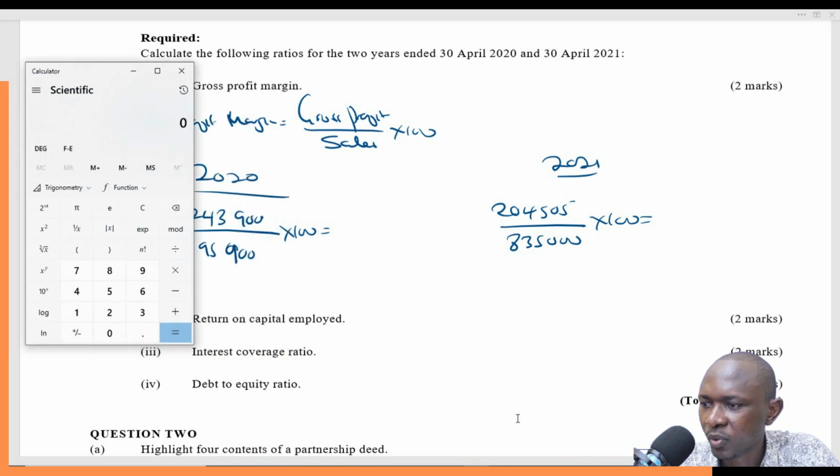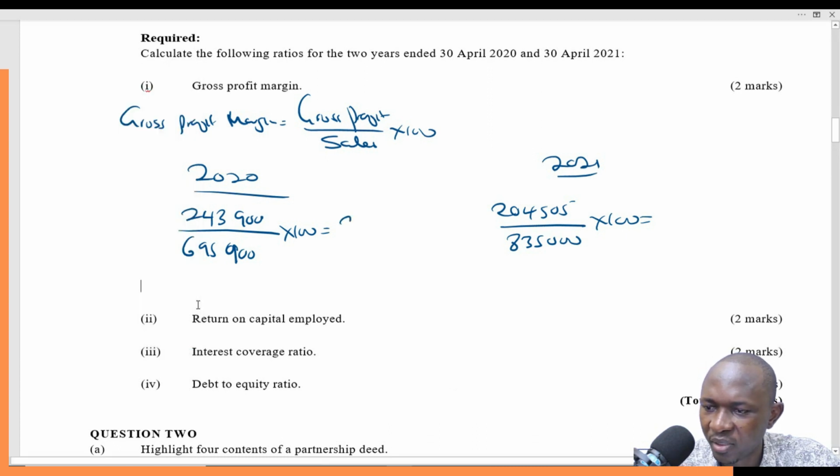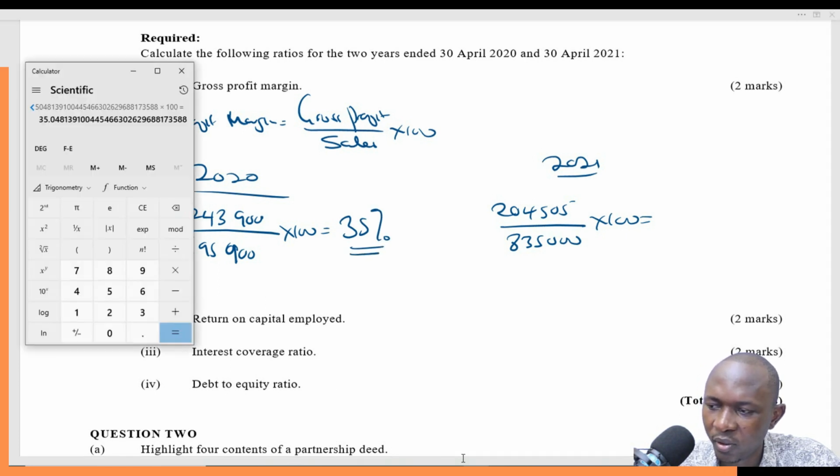There we go. So 243,900 divided by 695,900. That gives us, of course, times 100. So this gives us 35%. Then the other side, we'll have 204,505.